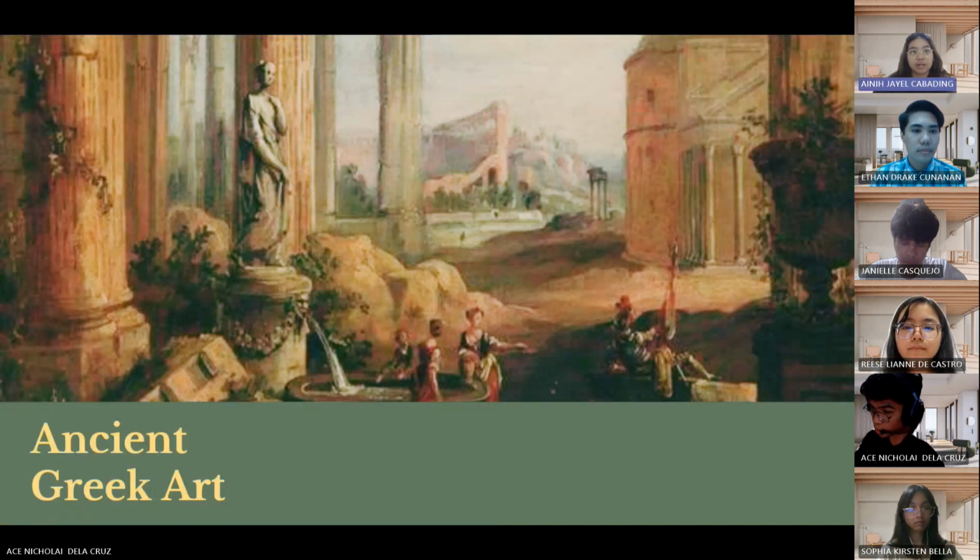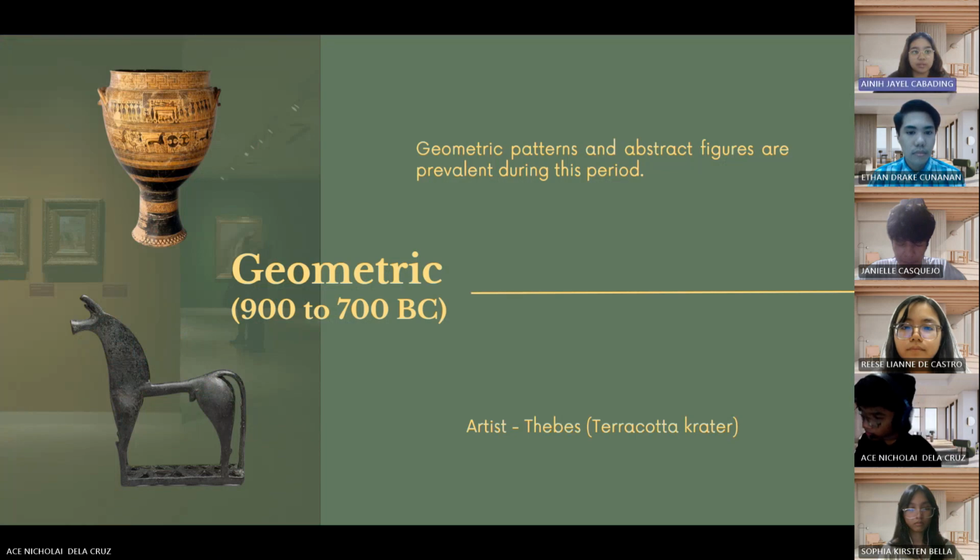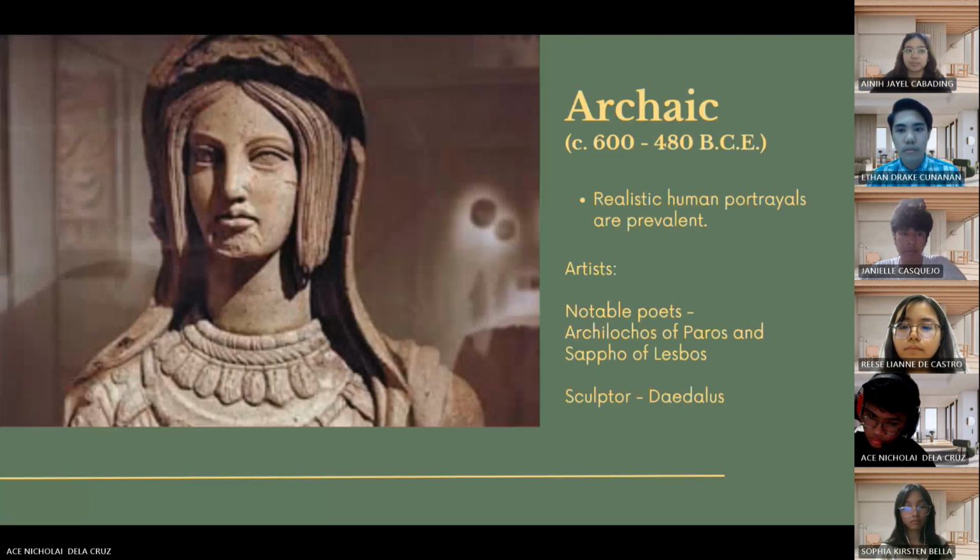Now we have the ancient Greek art, and as we discuss more details about it, we'll be going through its classifications, which is divided into four parts, namely geometric, archaic, classical, and Hellenistic. And for the first classification, we have geometric art. From 900 to 700 BC was a period where geometric patterns and abstract figures were prevalent. Along with this came the Greek city and the development of its alphabet and bordering. Also of the era's artists was Thebes, who created the terracotta crater, and another work made during the time was the bronze horse.